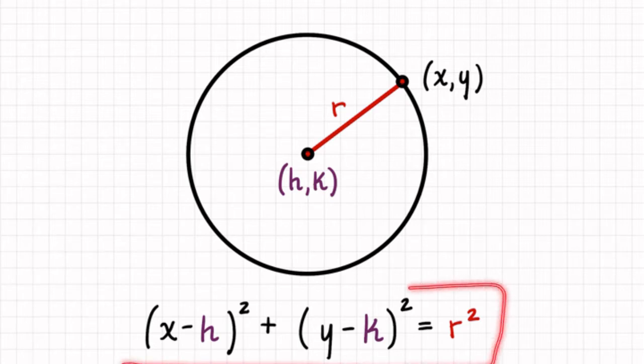We have the difference between x and h squared plus the difference between y and k squared equals r squared. And in this case, h and k are the center of our circle right here. They're the xy coordinates. And r is the measure of the radius of the circle.